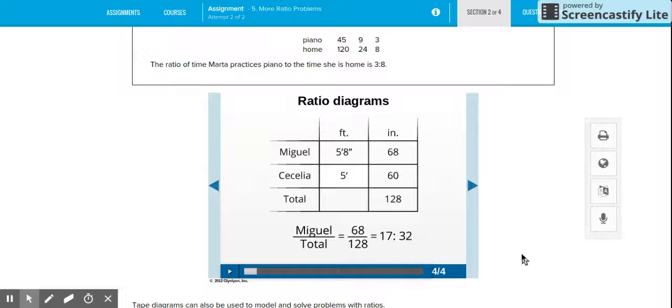Now let's find the ratio of Miguel's height to their total height. The ratio is 68 to 128, which can be simplified to 17 to 32.